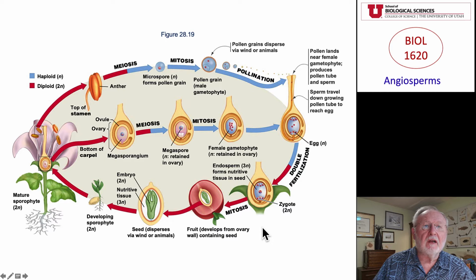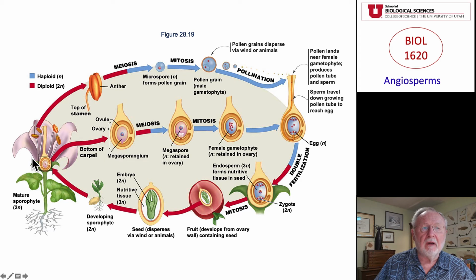In this diagram, we show you the alternation of generations as we find it in angiosperms. Beginning with the anther, the male organ, that through meiosis forms a microspore, a pollen grain. That's the male gametophyte, which then lands on the stigmatic surface of a female. At that point, the pollen grain can germinate and grow down to the egg for fertilization.